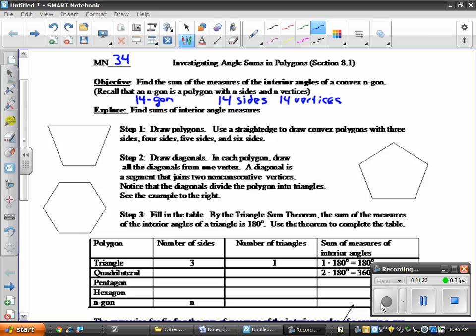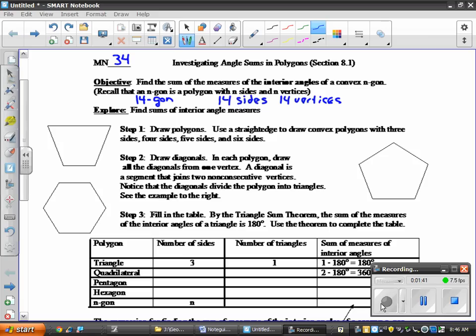Step two, we're going to draw diagonals in each polygon. Draw all the diagonals from one vertex. A diagonal, of course, is a segment that joins two non-consecutive vertices. Notice that the diagonals divide the polygon into triangles. See the example to the right. Well, here's what we're going to do.